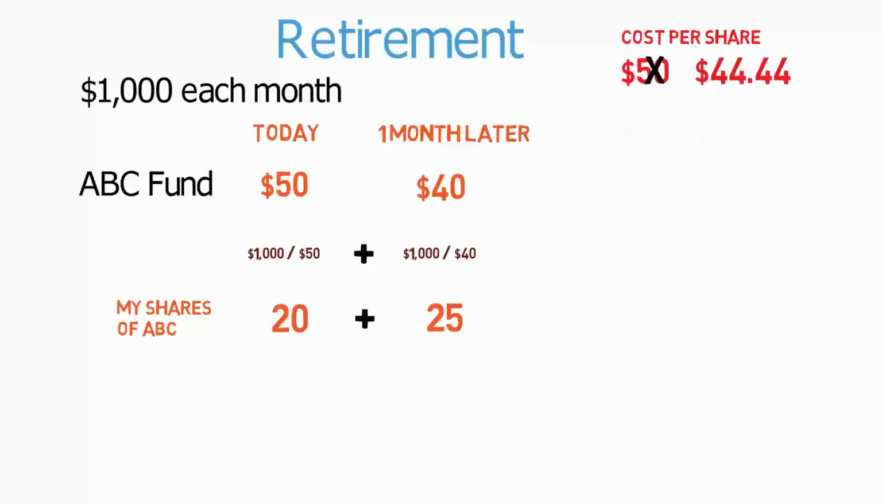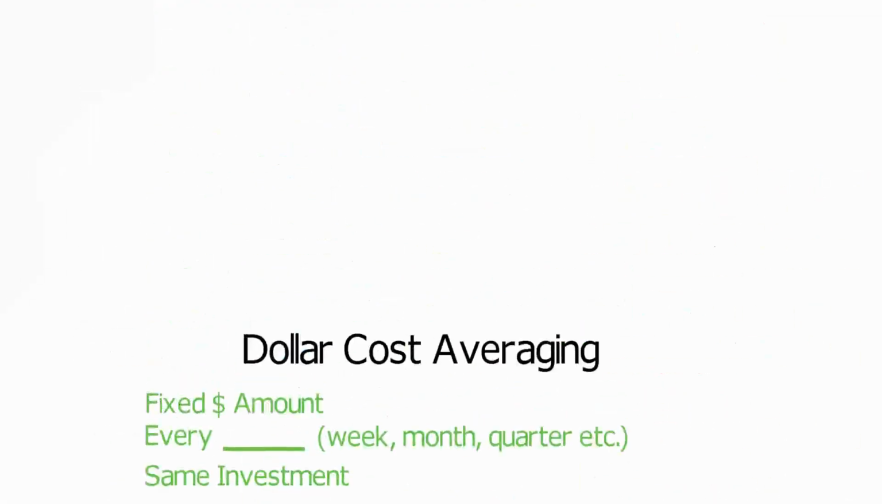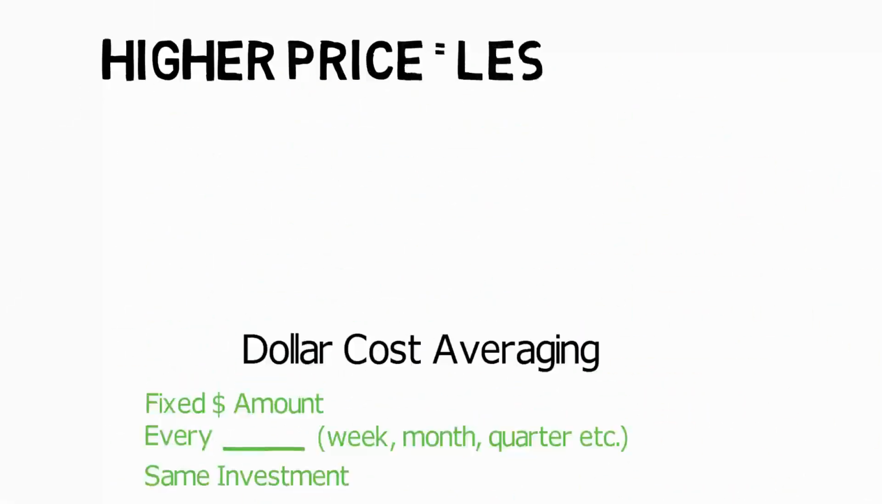The following month, ABC goes back to $50 per share, so you get another 20 shares for the new $1,000. Now you have invested $3,000 and you own 65 shares. Your cost per share averages out to be $46.15.